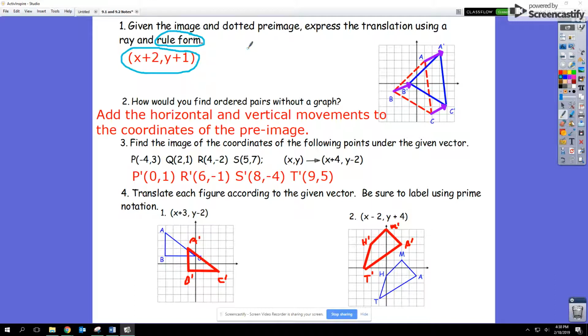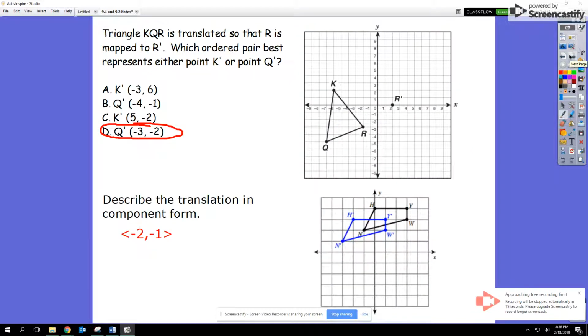All right, question number 3, all you'll do is move your coordinates by right 4 down 2, and you should get the answers there. And when we take a look at the last question, the answer is D, and the component form is negative 2 comma negative 1.